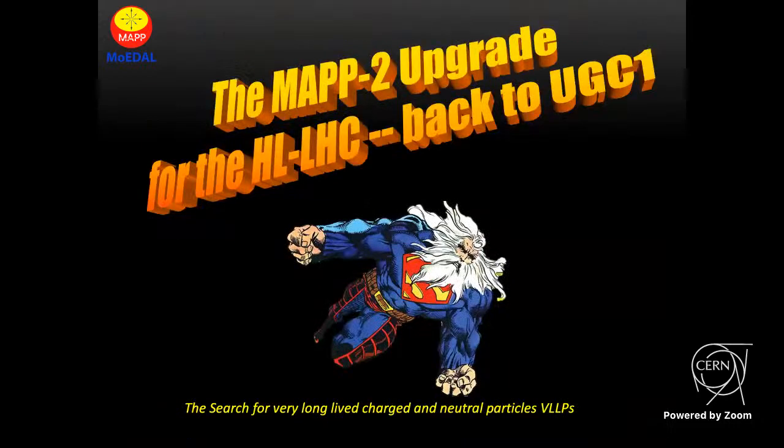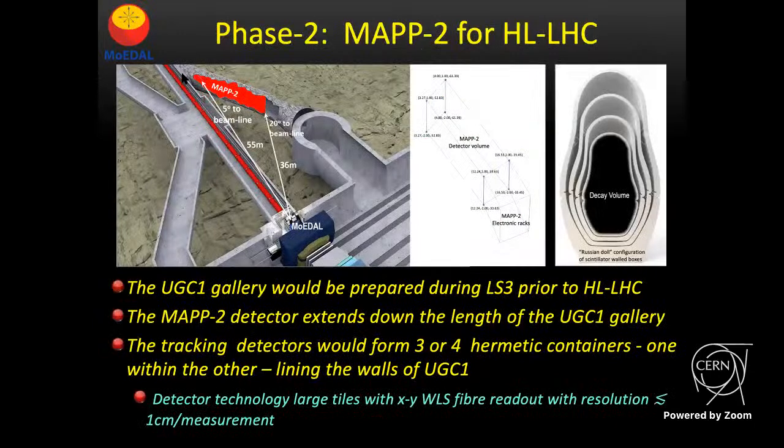So the MAP-2 upgrade, we'll look at the high luminosity LHC, and there we will go back to UGC1, which by that time we've been brought up to standard, and we will essentially fill the tunnel with a detector that defines a large decay zone. The decay zone's defined by a sort of box of detectors, like a Russian doll. Here are the dimensions of the detector that essentially detect the decays of very, very long-lived particles.